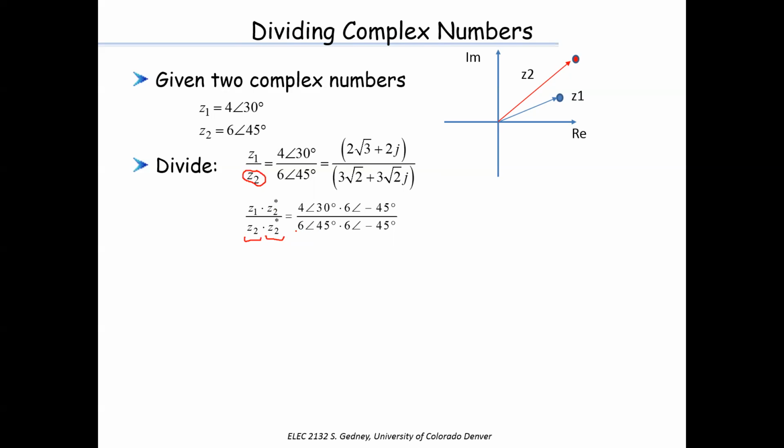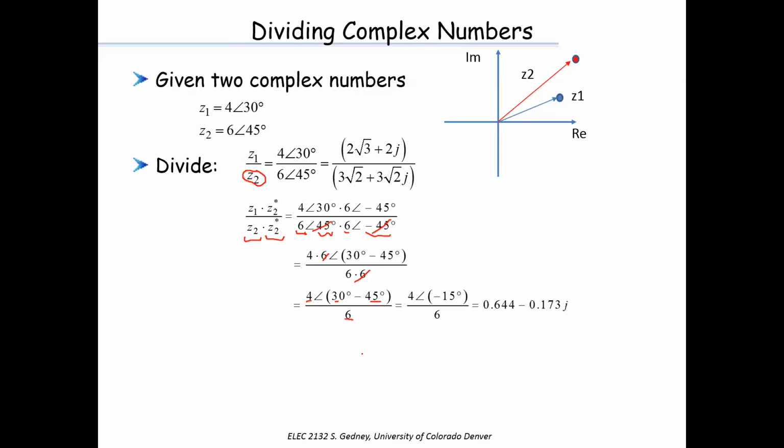Or if I see this in terms of products, because I'm adding the angles, I'm adding 45 with its conjugate, which is minus 45, and these give me 0. So it just gives me the magnitude squared, and I get the product of z1 with z2 conjugate. Now I can just multiply the magnitudes and add the angles. So I get 4 times 6, angle 30 minus 45, over 6 squared, but these two 6's cancel.